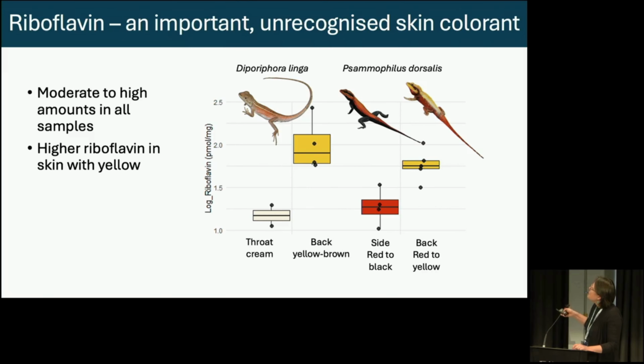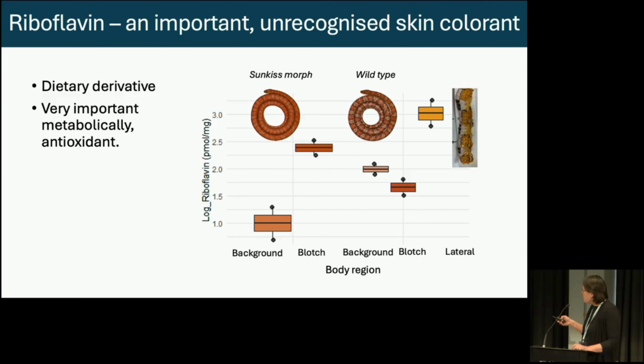And with our very cool Indian agamid, you've got higher amounts in the part that goes from yellow to red than in the part that just goes from red to black, so no yellow. And it was even more marked in snakes. So this is a morph where you get higher amounts of riboflavin in the richer orange patches than in the background patches, and higher amounts in wild type yellow skin than in the kind of red brick patches.